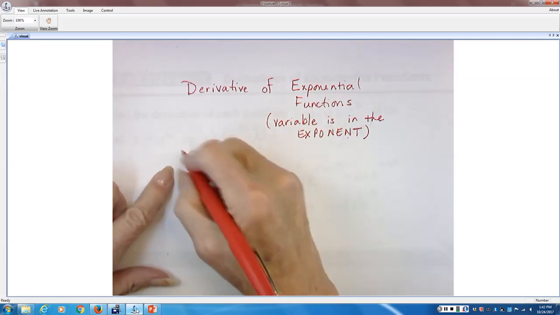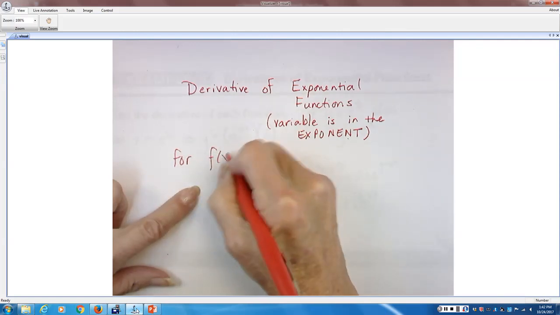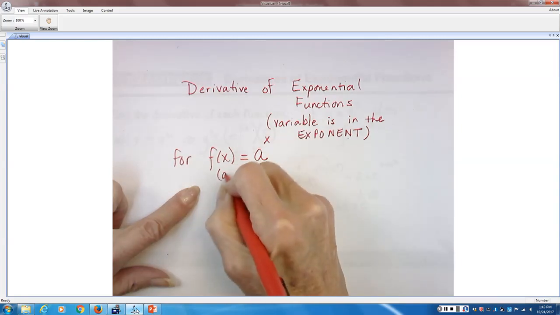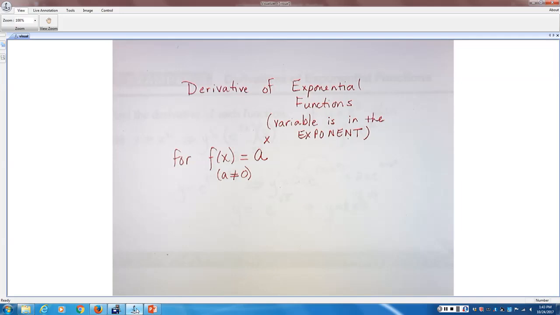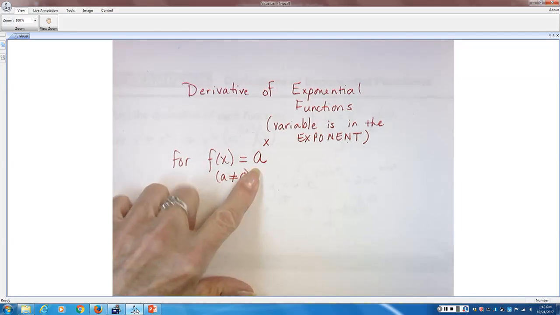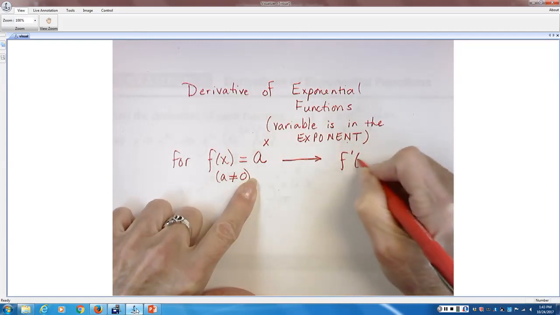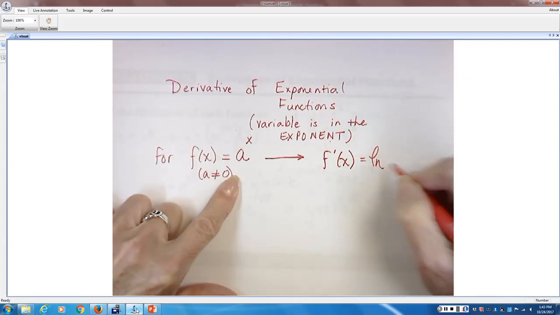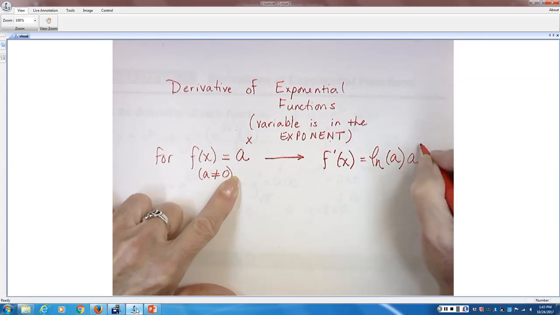The basic rule says if you have some number a raised to the x power, and a cannot be 0. So for some number a raised to the x power, f prime of x is equal to the natural log of a, whatever a is, times a to the x power.